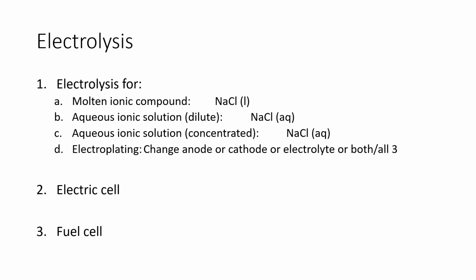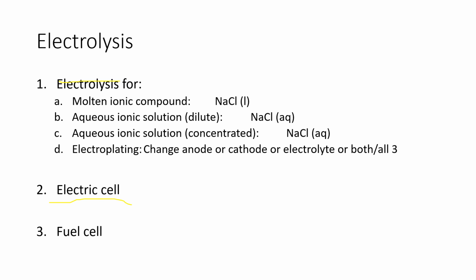Okay, so let's start. For electrolysis, there are mainly two parts. One is called electrolysis, which means that you use electricity to break down chemicals. The other one is called the electric cell, which is basically using chemicals to generate electricity. So there are two parts: electrolysis uses electricity to break down chemicals, and the other uses chemicals to generate electricity.